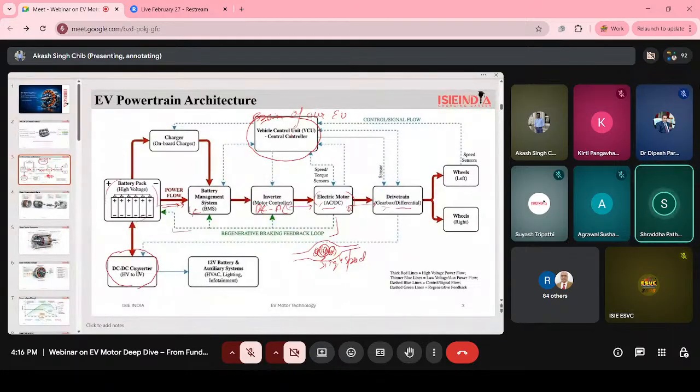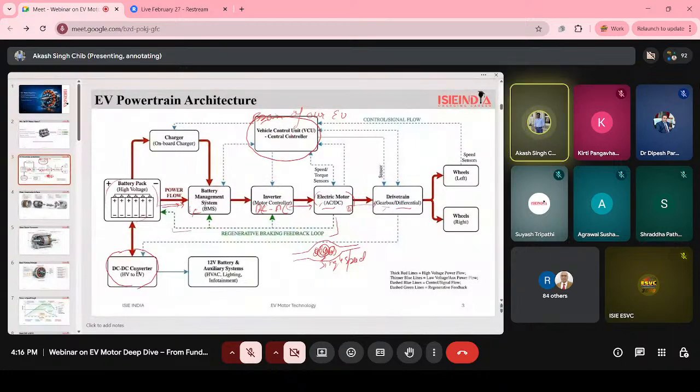It steps up or steps down the voltage. Absolutely correct. Whenever we get power from the battery, it may be 300 volt, 400 volt. The DC-DC converter converts the high voltage to low voltage direct current. So this is our DC-DC converter. We need 12 volt in the lighting part and infotainment part, so the DC-DC converter works there.